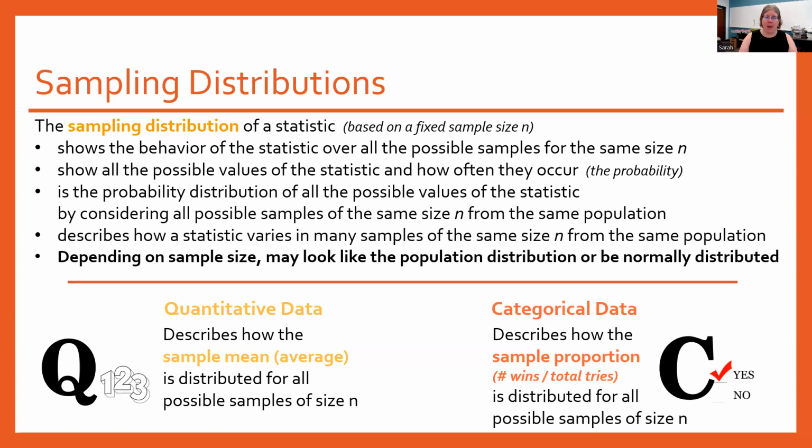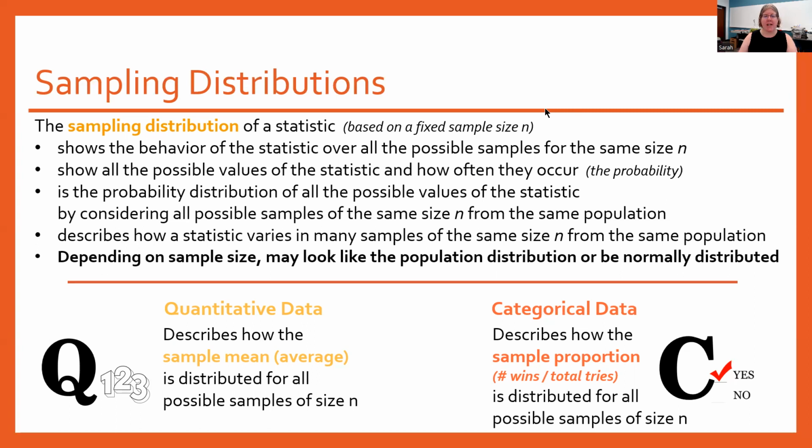There are two types of sampling distributions. We're only going to work with the one for quantitative data, so we're only going to look at how means are distributed for all possible samples of a given size. But you can also do this with categorical data, and if you're doing it with categorical data, then you're looking at the sample proportion, so the number of wins out of the total tries. For example, if you are flipping a coin, the number of heads out of the total number of flips.